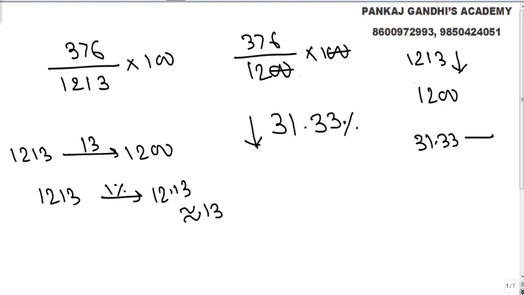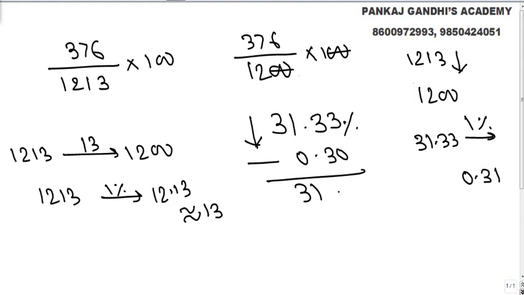31.33. 1% is nothing but 0.31, so very close to minus 0.3. So we get the answer, very close to 31%.